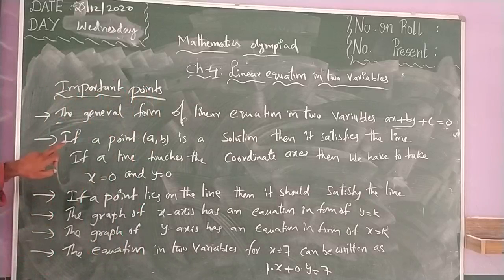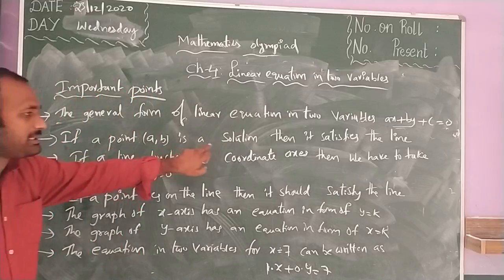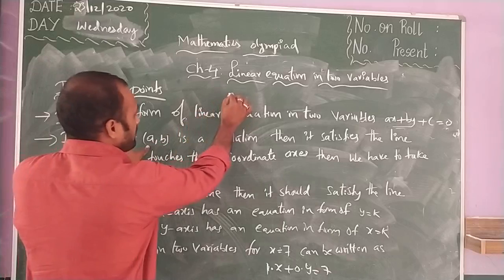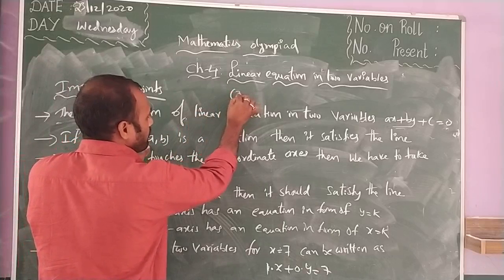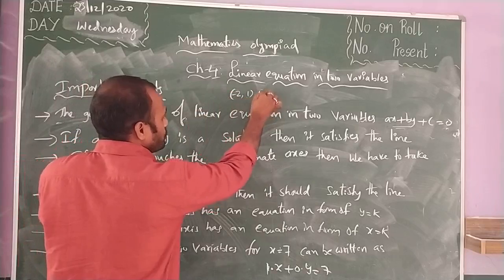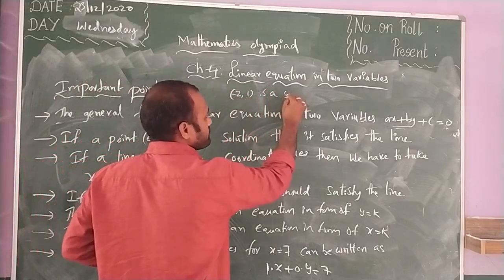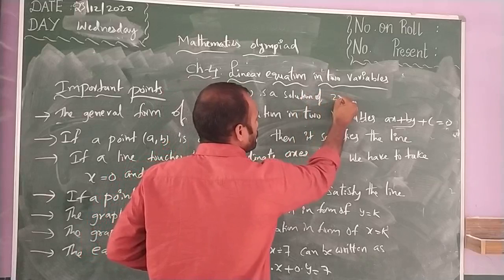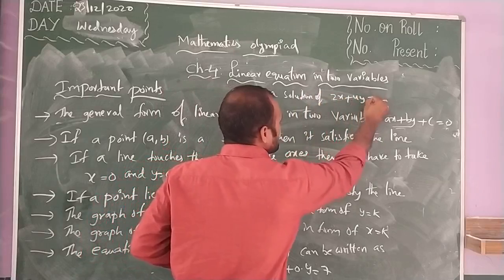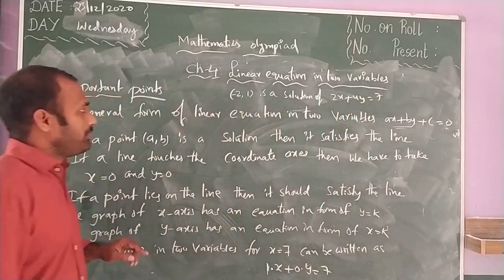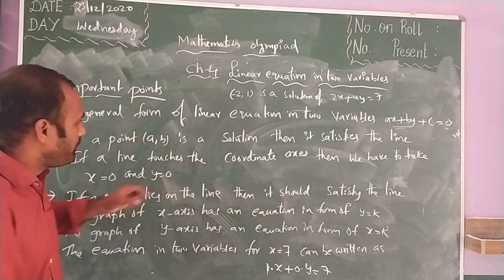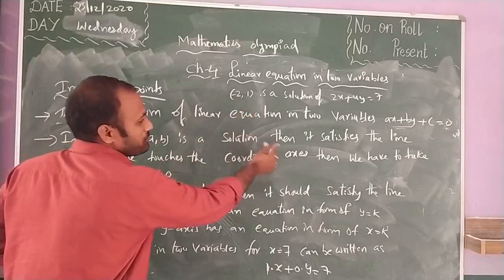The second point is that if a point (a, b) is a solution, then it satisfies the line. For example, let us suppose I am saying that (-2, 1) is the solution of 2x + 4y = 7. Then it will satisfy the line.